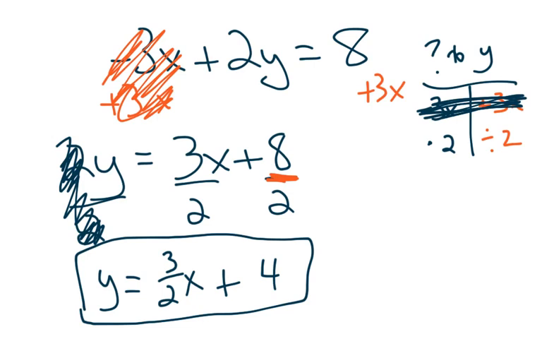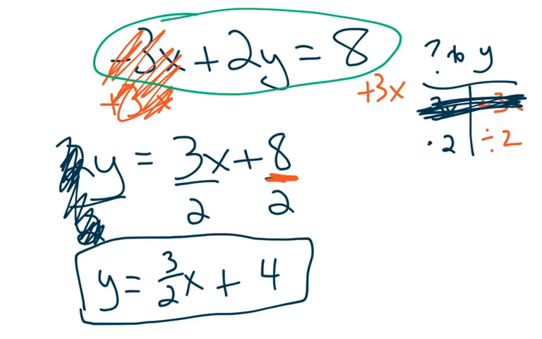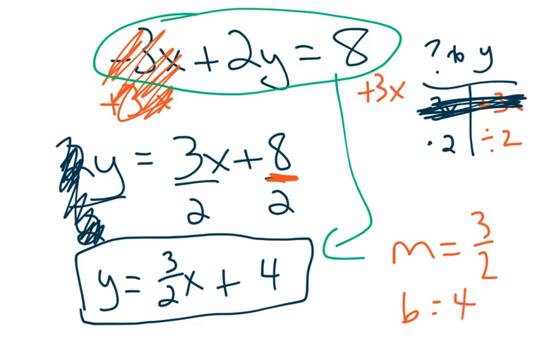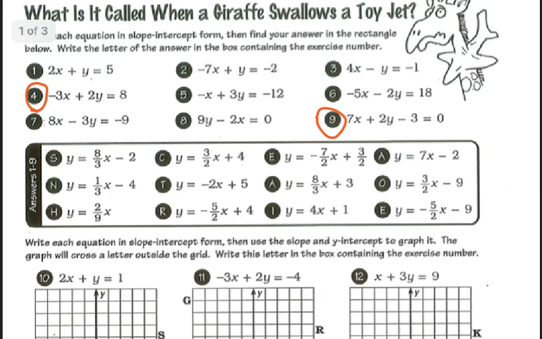When you convert the original standard form into slope intercept form, this is what you get. And as soon as you read it, you know what the slope is. The slope is 3/2, and the y-intercept is 4. And if we go back to our page, we can find our answer right here.